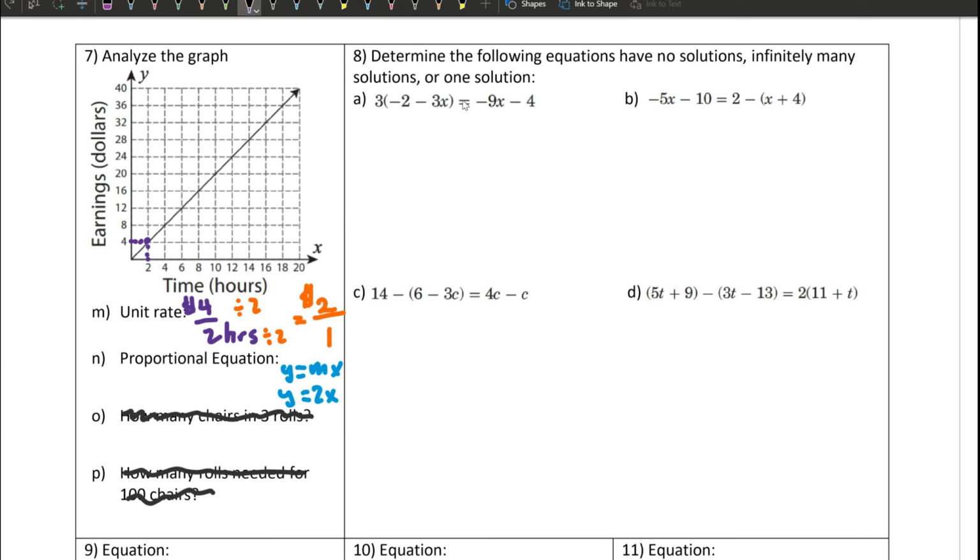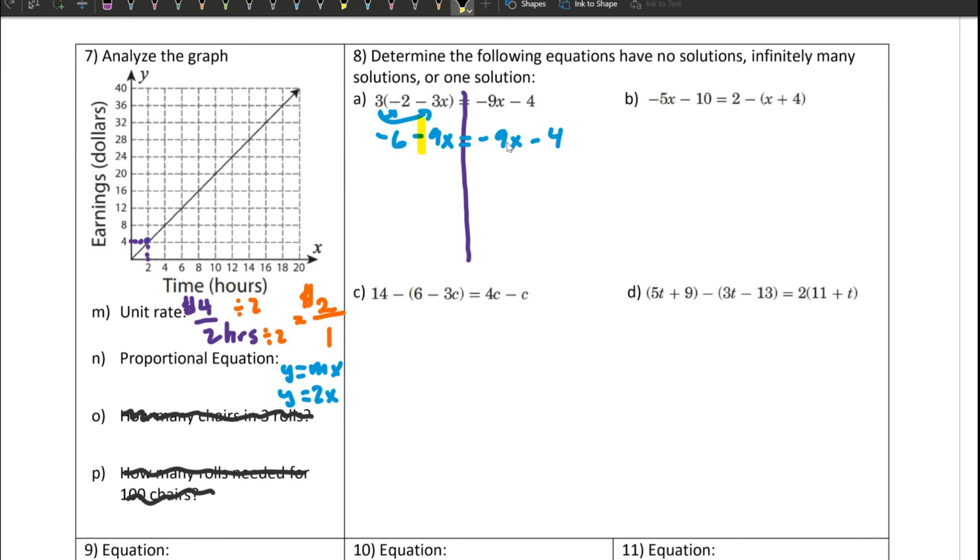Okay, so we are at problem number 8. You're going to solve these 4 equations. First, problem A: 3 times negative 2 minus 3x equals negative 9x minus 4. First we're going to distribute 3 into the parentheses, which means you multiply. 3 times negative 2 is negative 6. 3 times negative 3x is negative 9x. Bring down negative 9x minus 4.